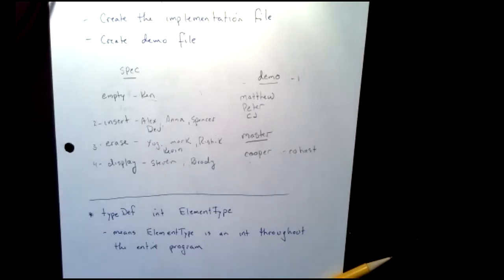I'm hurrying because I know you want to get started on this. I want to recreate and I want to assign manually. Well, I can let participants choose room, okay? So once again, room 1, Matthew, Peter, and CJ. Room 2, Alex, Anna, Spencer, Dev. Room 3, Yug, Mark, Rashik, Kevin. Room 4, Stephen and Brady.